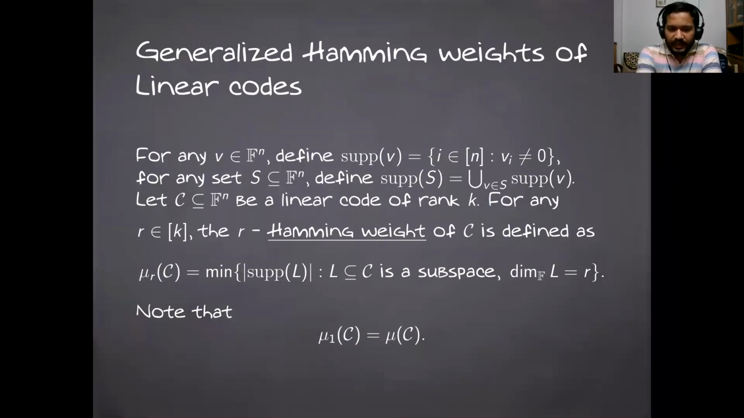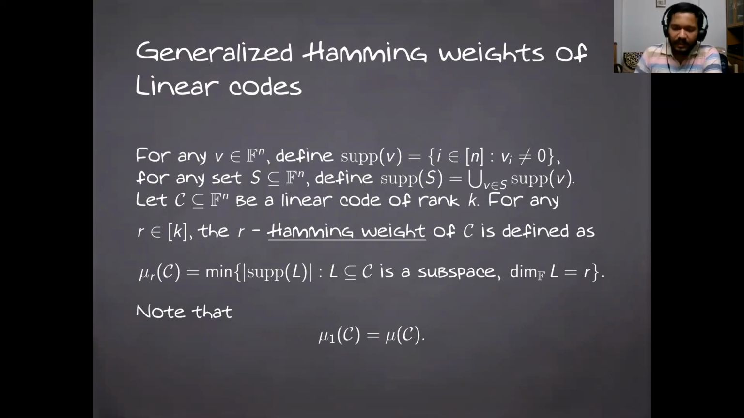This is a generalization of Hamming distance, because when you look at the non-zero sets, or essentially the support of vectors inside the code in order to compute the minimum distance, the support of any given vector is equal to the support of the one-dimensional subspace spanned by that vector. So when you take r equal to 1 and you look at the minimal support size, you get exactly the minimum distance. That is the first Hamming weight.